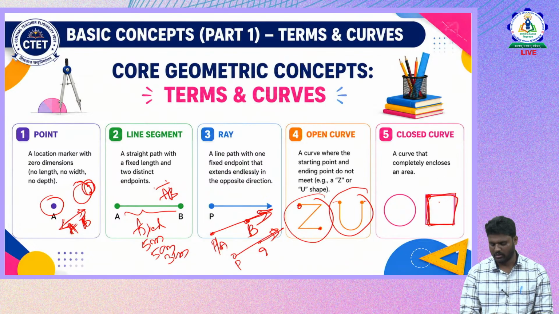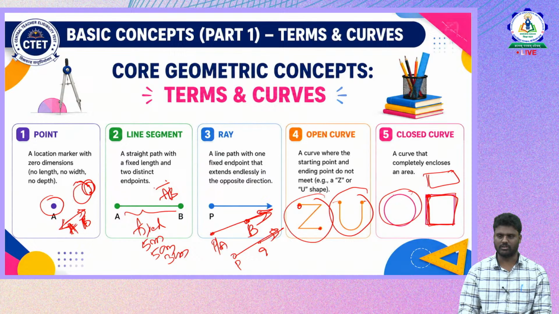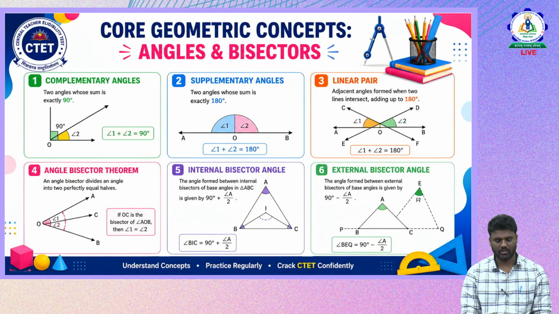For example, square, rectangle, and circle are all examples of closed curves, where the starting point and end point meet at a certain point. So we say that is a closed curve. Then next, some of the other basic terminology we need to understand before we try to solve the previous question.